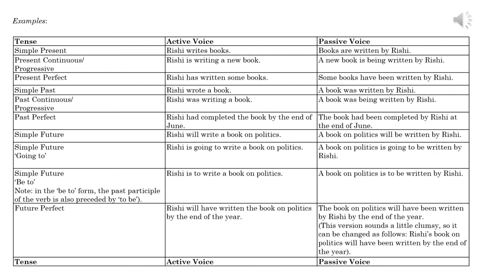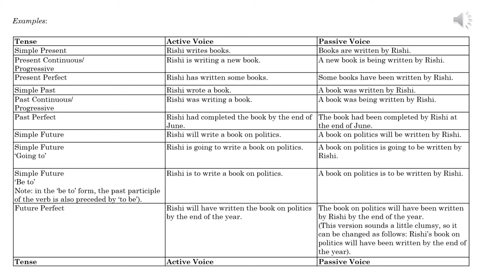Tense, past continuous or progressive. Active voice, Rishi was writing a book. Passive voice, a book was being written by Rishi. Tense, past perfect. Active voice, Rishi had completed the book by the end of June. Passive voice, the book had been completed by Rishi at the end of June.